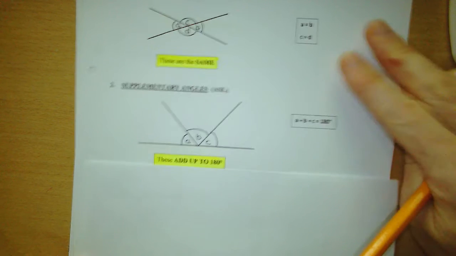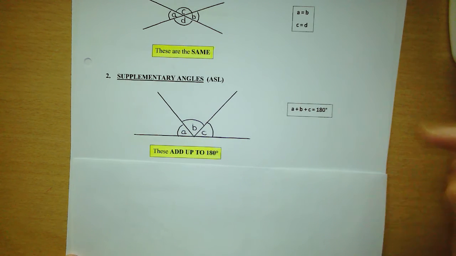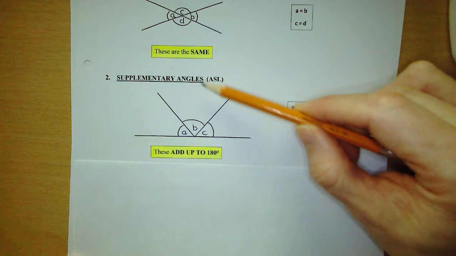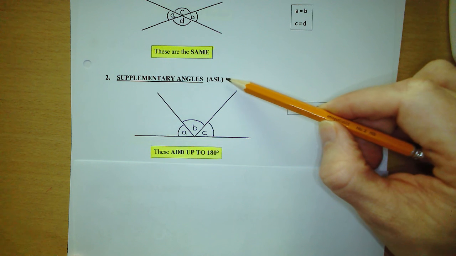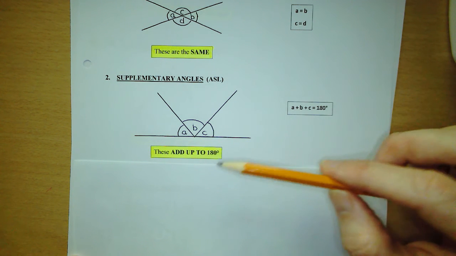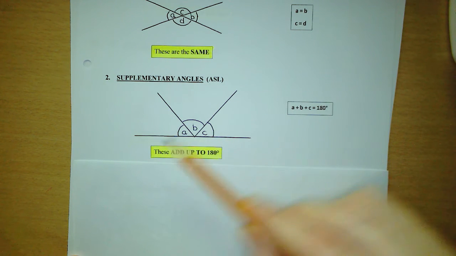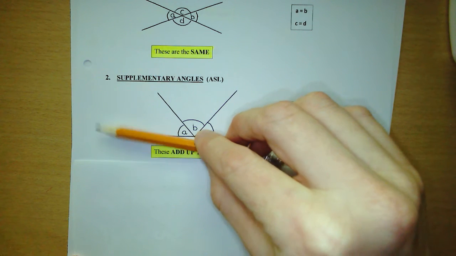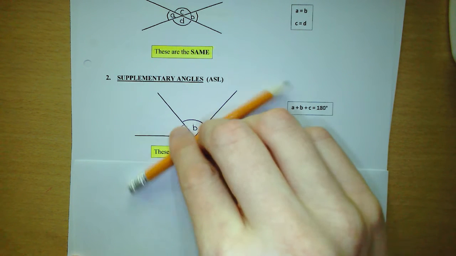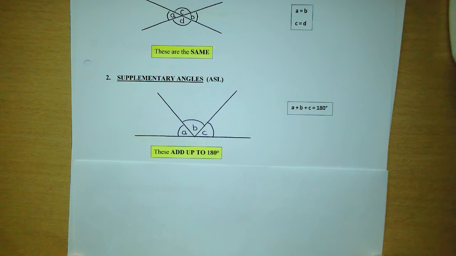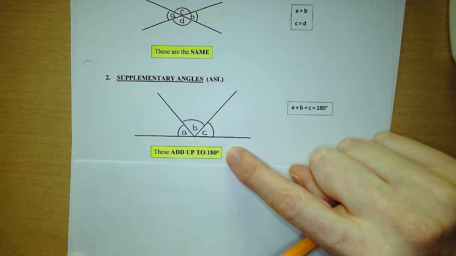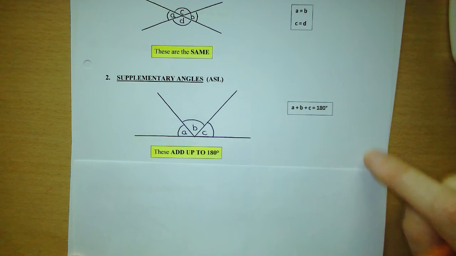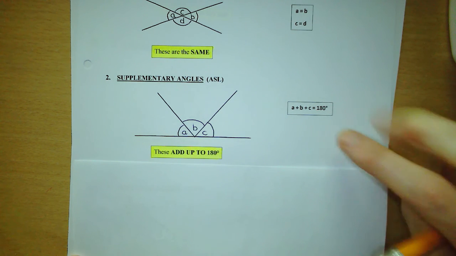Okay, the second angle property that we looked at was called supplementary angles, or some people call them angles on a straight line. And what this involves are angles that lie on the same straight line, and all of the angles span a total angle of 180 degrees. So they all add up to 180 degrees. A plus B plus C would equal 180.